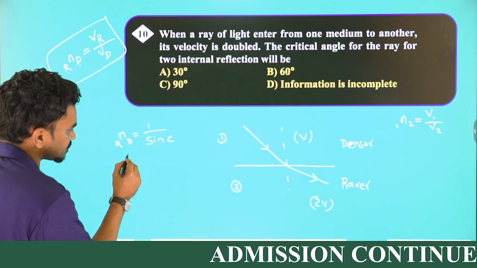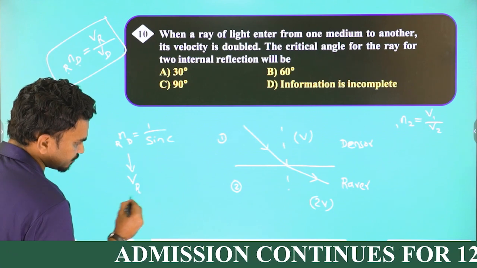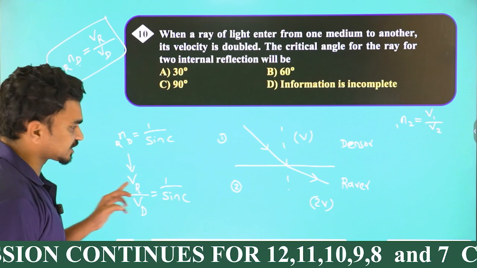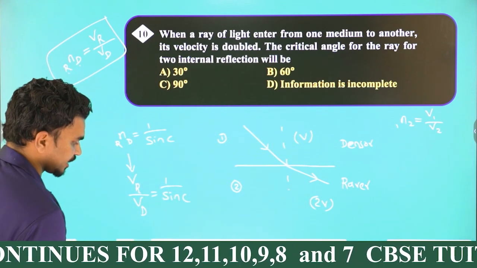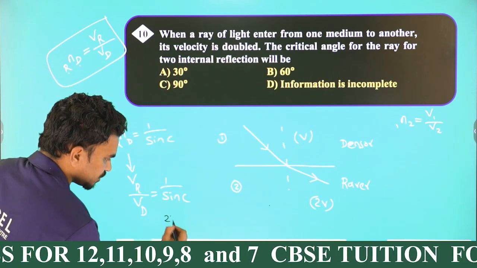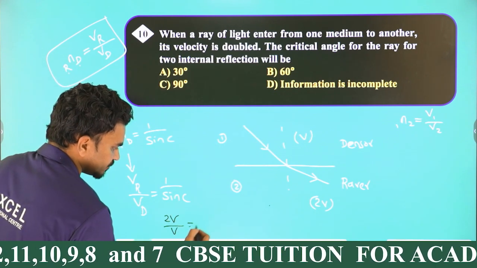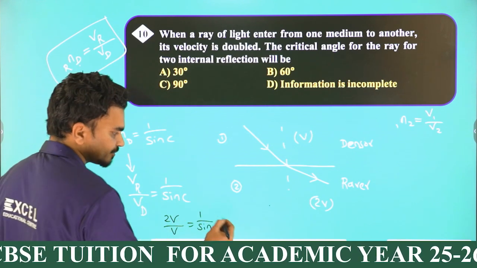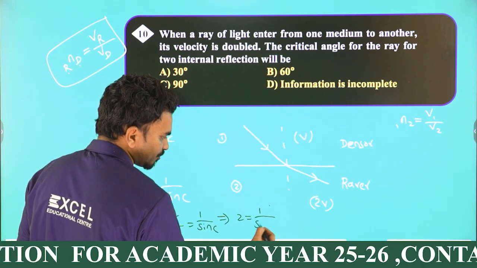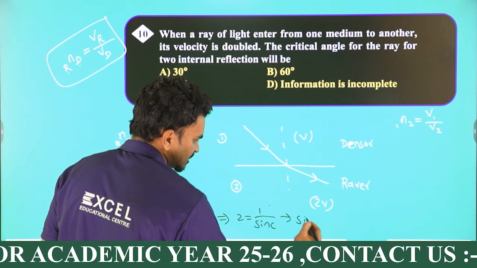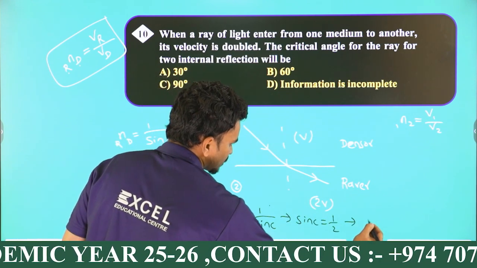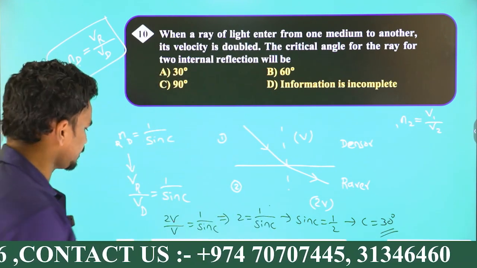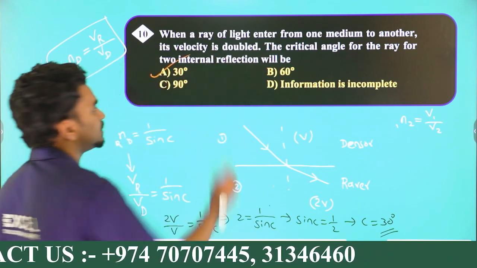So therefore, the speed of light in rarer medium to the speed of light in denser medium is equal to 1 by sine c. What is the rarer medium speed here? 2v. What is the denser medium speed here? v. So v cancels, and we get 2 is equal to 1 by sine c, which means sine c is equal to 1 by 2. Sine of an angle is 1 by 2 means the angle is 30 degrees, so c is 30 degrees. So the answer is 30 degrees.